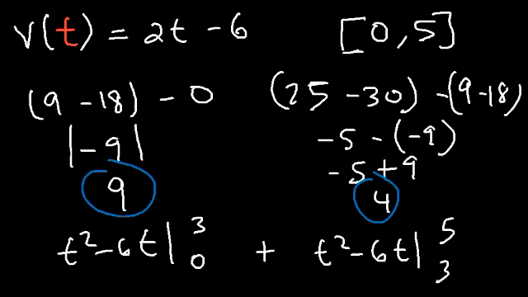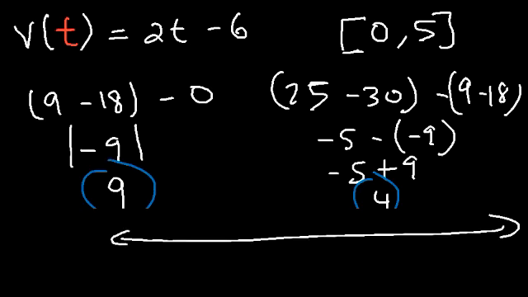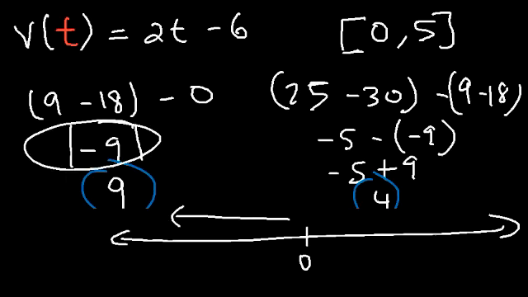In the last example, we got a displacement of negative 5. Now let's understand why. So let's draw a number line. Let's assume that we started from 0. The first answer was negative 9. So the particle traveled 9 units to the left. And then the second answer was positive 4. So it traveled 4 units to the right.